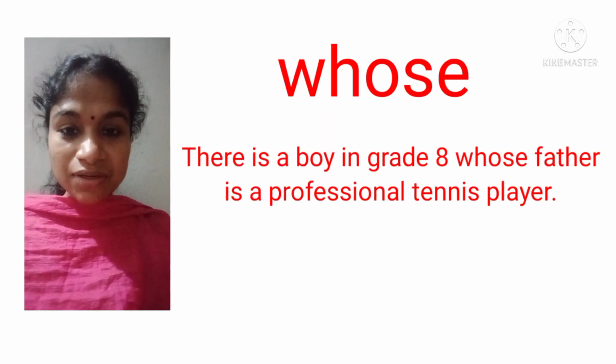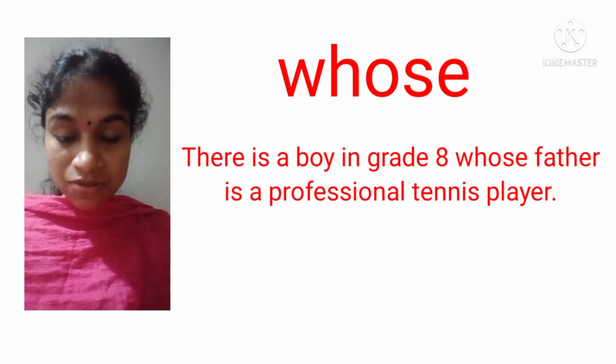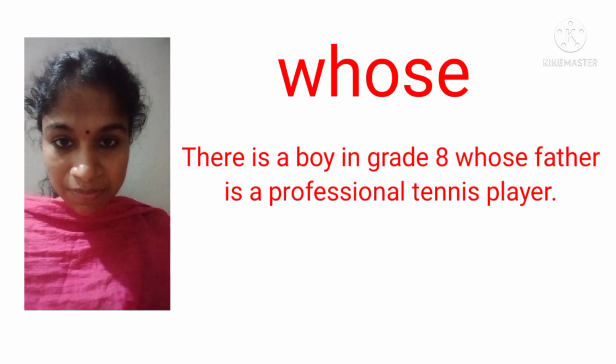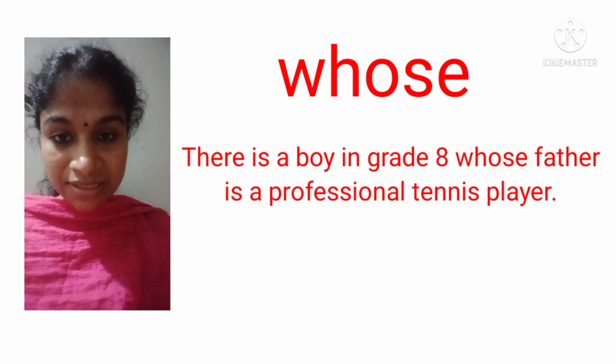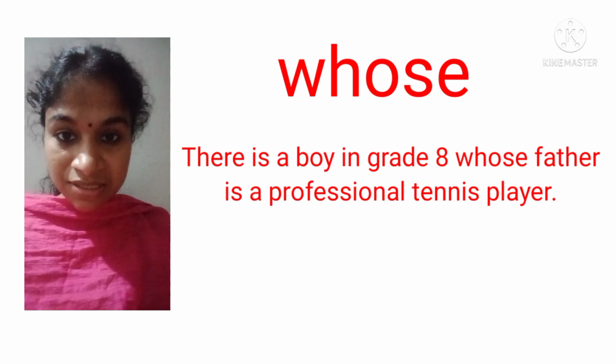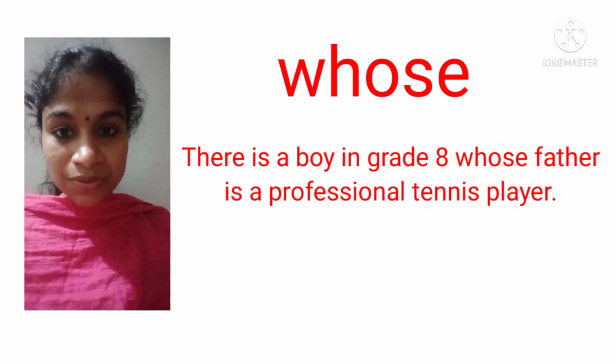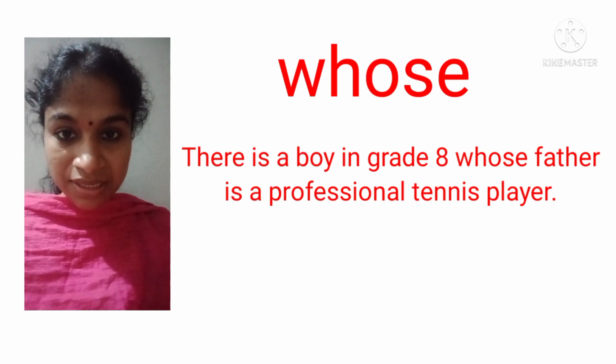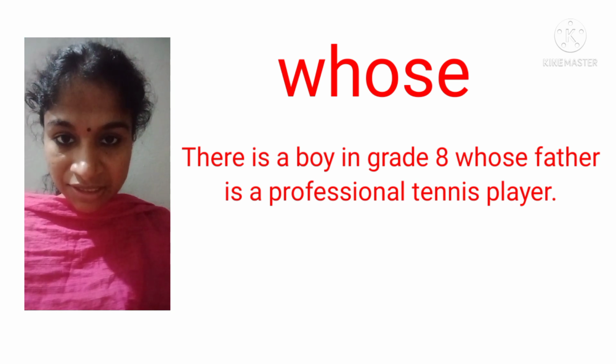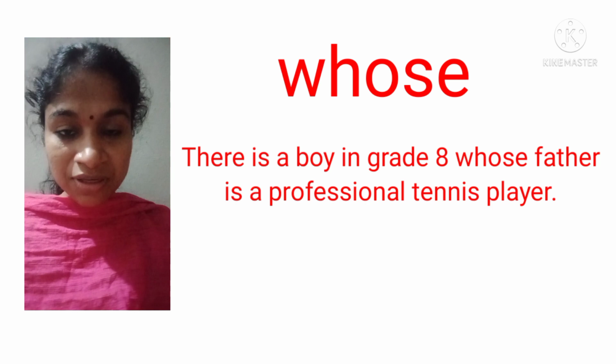The relative pronoun whose is used in place of a possessive pronoun, and it must be followed by a noun. For example, there is a boy in grade 8 whose father is a professional tennis player. There is a boy in grade 8 and his father is a professional tennis player. So in this sentence, we can see whose is followed by a noun. It is compulsory after the relative pronoun whose that we must use a noun. In this sentence, we have used father. Father is a noun.